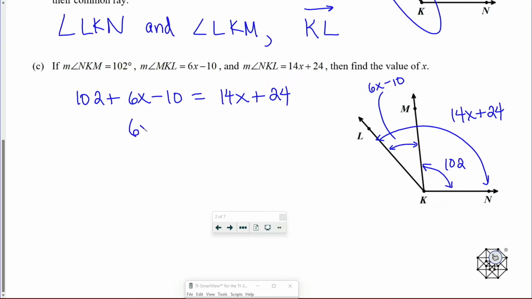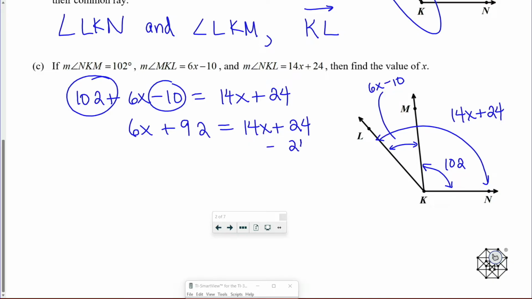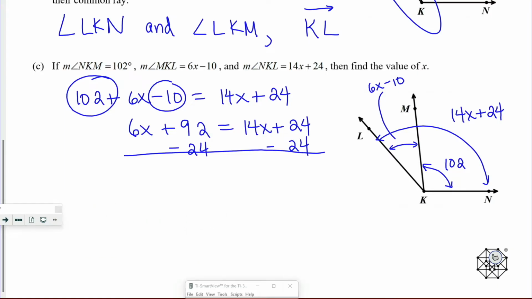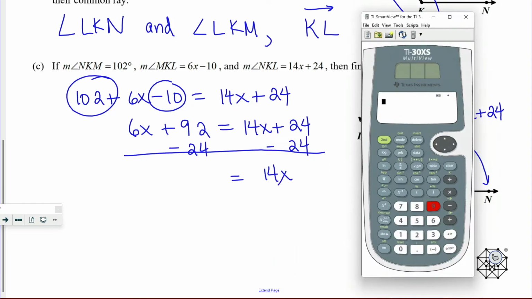Not much we can do on the left-hand side, although we can take the negative 10 and the 102 and combine them to get 92. On this side, we have 14x plus 24. Here's a situation where we've got variables on both sides of the equation. So I think I'll subtract a 6x from both sides. So now I have a 14x. And again, this is where having a calculator handy, so you can just do something like 92 minus 24 very quickly, I'll get 6x plus 68.